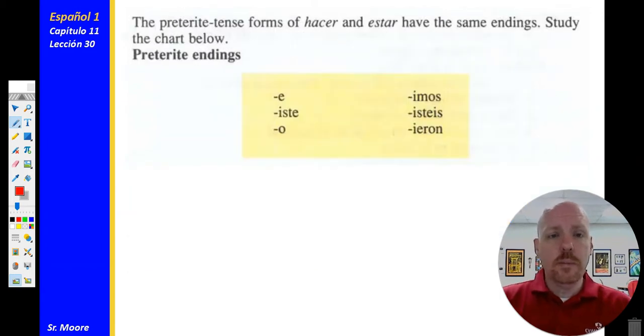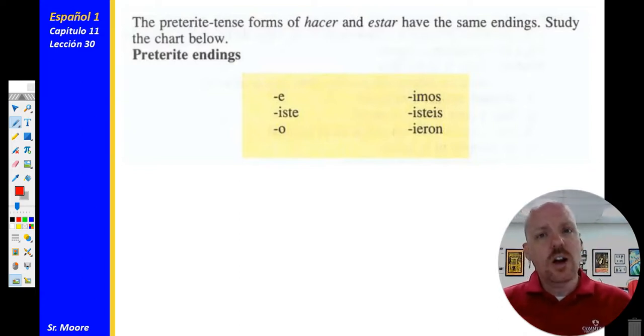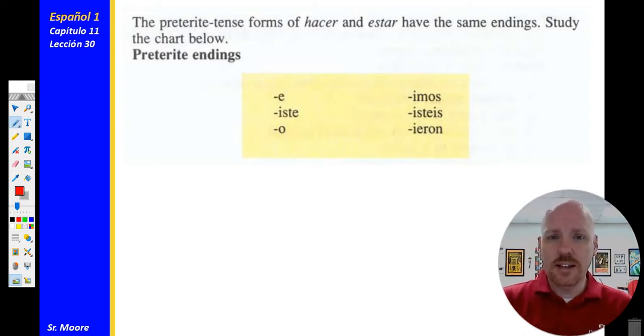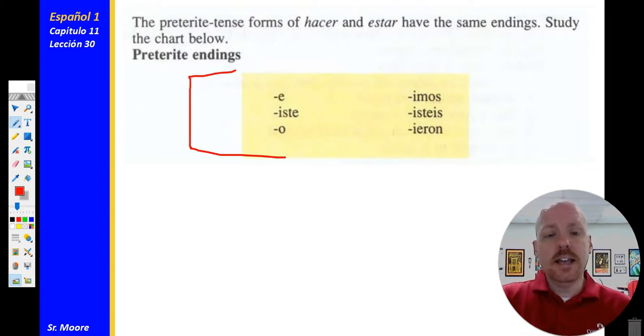preterite. Remember that the preterite tense forms of hacer and estar do have those same endings. So when we get the I change in hacer and we get the V change in estar, we still have those same preterite endings. You see the example here in the yellow shaded box. Hice, hiciste, hizo, hicimos, hicieron. And those are the same endings as our verb estar. Estuve, estuviste, estuvo, estuvimos, and estuvieron.